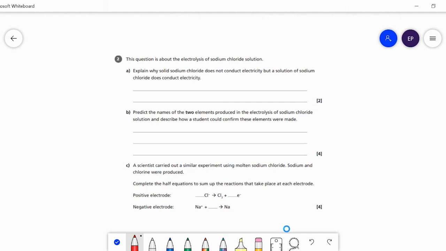This question is about the electrolysis of sodium chloride solution. A. Explain why solid sodium chloride does not conduct electricity, but a solution of sodium chloride does conduct electricity. So clearly in both cases we're dealing with ionic substances, sodium chloride. But in the solid, the ions have fixed positions and the ions cannot move.